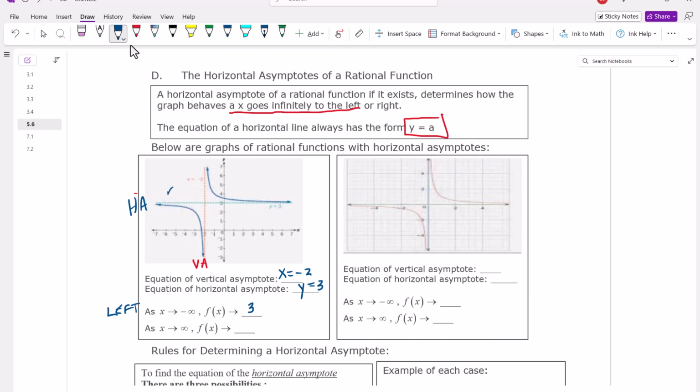Next one says x approaches positive infinity. That just means if you're going forever to the right, notice this is never going to touch the asymptote. It's just going to kiss it.